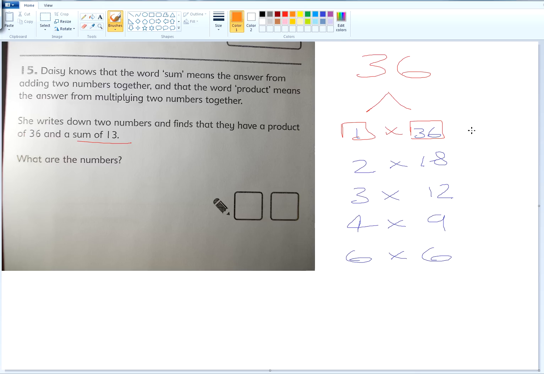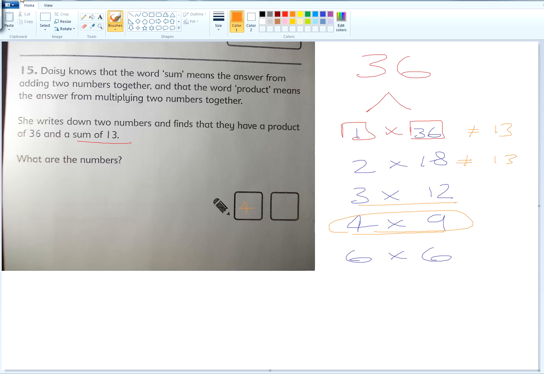Now 1 add 36 is not equal to 13. 2 add 18 is not equal to 13. So if you add them. Okay. So 3 add 12 doesn't give you 13, that gives you 15. And 4 add 9, if you add them up, that gives you 13. So the right solution is 9 and 4. 4 and 9 or 9 and 4. Okay, that color hasn't come out too nicely on there.